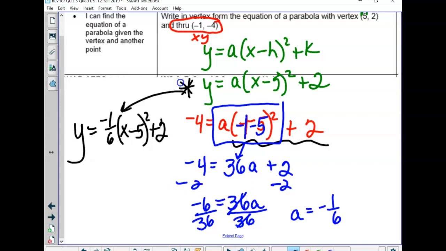Yes. You want me to do the one above this one? Okay. Can you do -b over 2a to find the vertex? Did you already do that? And then plug it back in.